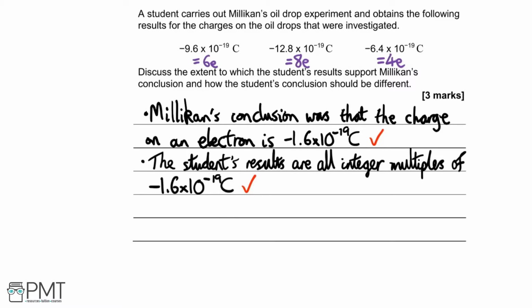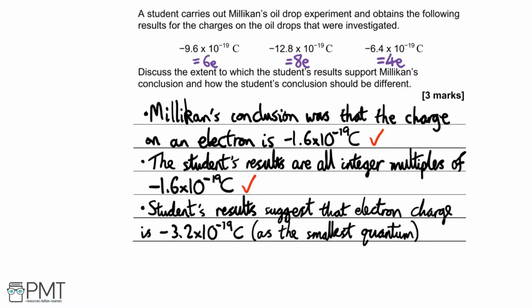The problem with the student's results is that all of the values the student has obtained are also integer multiples of minus 3.2 times 10 to the minus 19 coulombs. They're all even number integer multiples of that 1.6 times 10 to the minus 19. So the most that the student can say is that the charge on the electron is going to be minus 3.2 times 10 to the minus 19 coulombs.